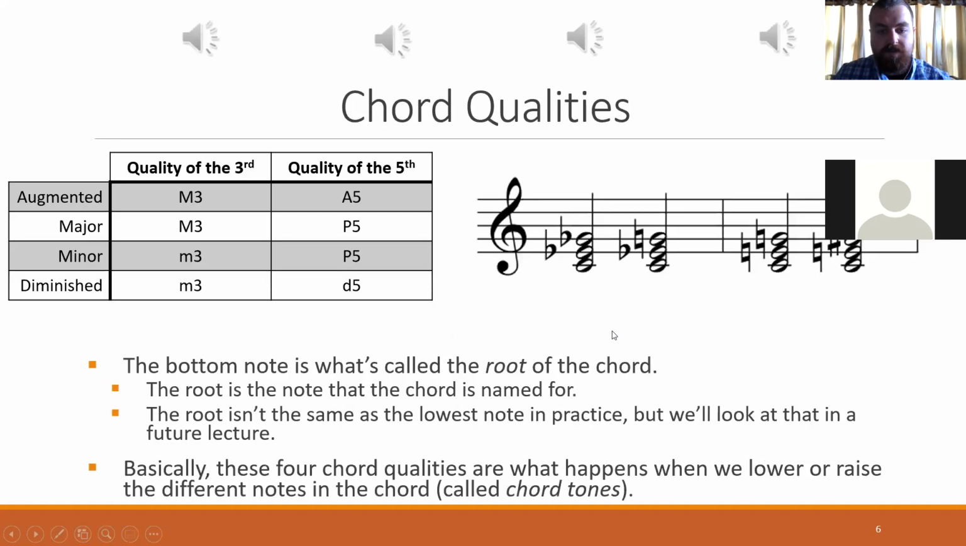Let me go back to this slide. We're going to hear a bunch of chords really quick. Okay. Other questions before we move on? These are good questions so far. Okay. Let's go ahead and move on then.